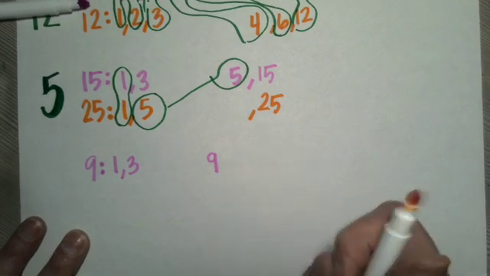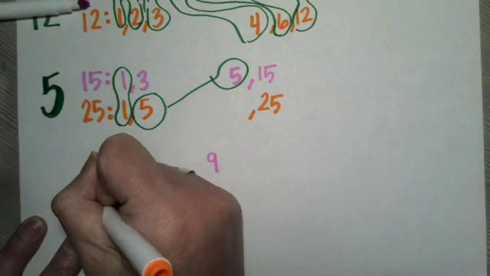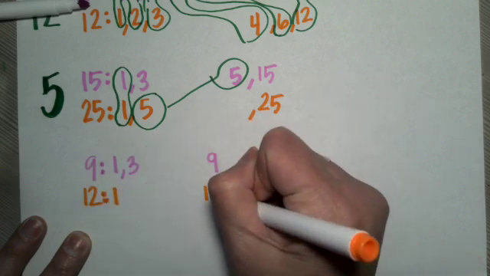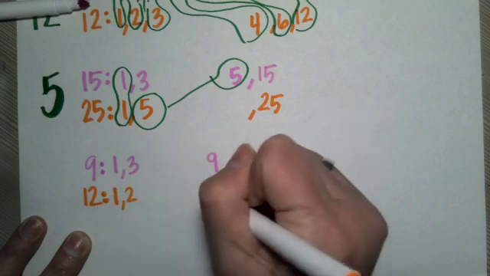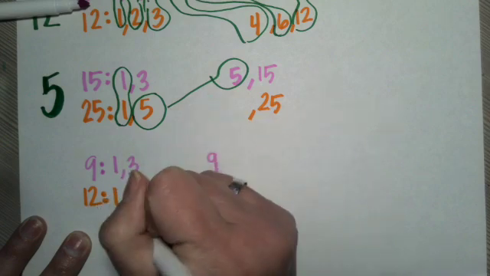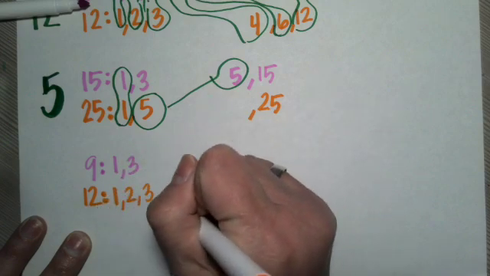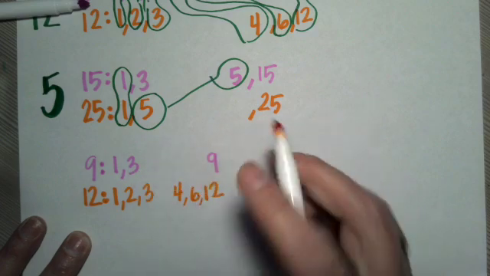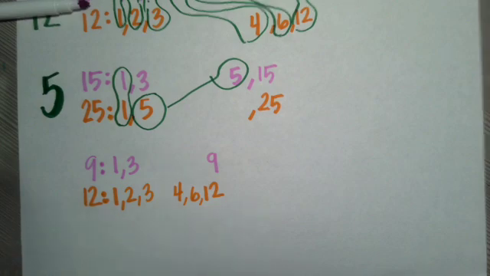And then we've got, can you see it? I'm trying to make sure you can see it. 12. So 1 times 12 is 12. 2 times 6 is 12. 3 times 4 is 12, and then that's it. We know that 5 has to end in a 5 or a 0. So that's what we've got.